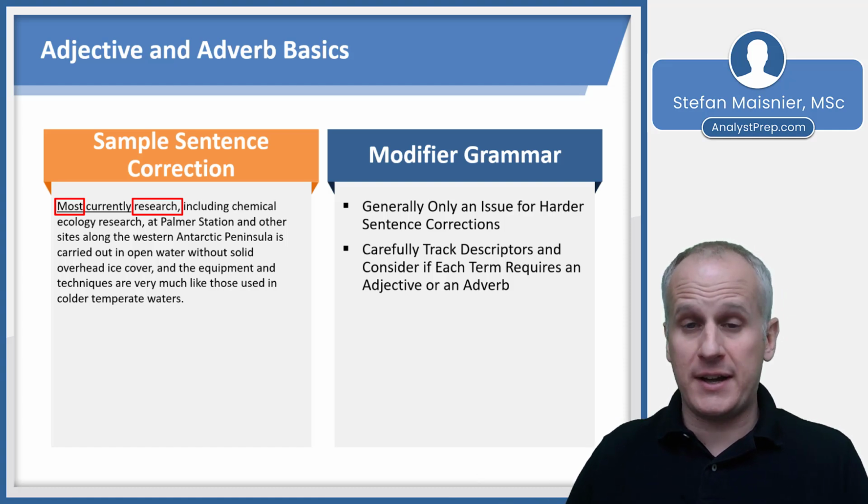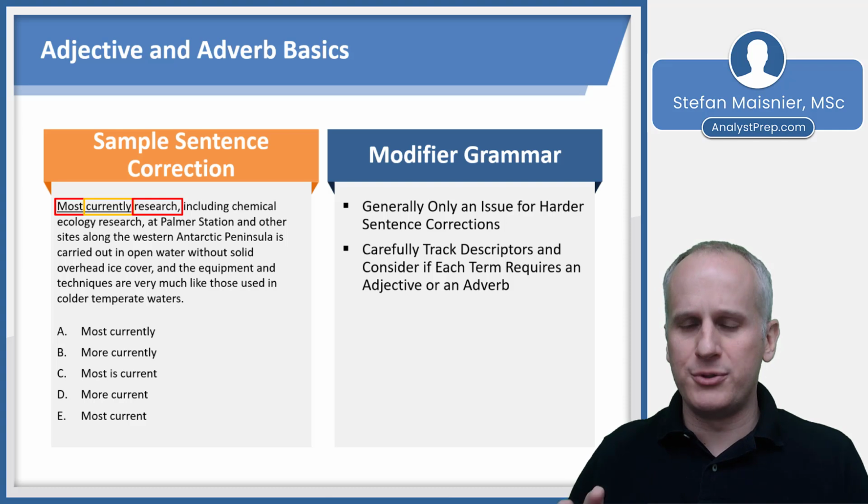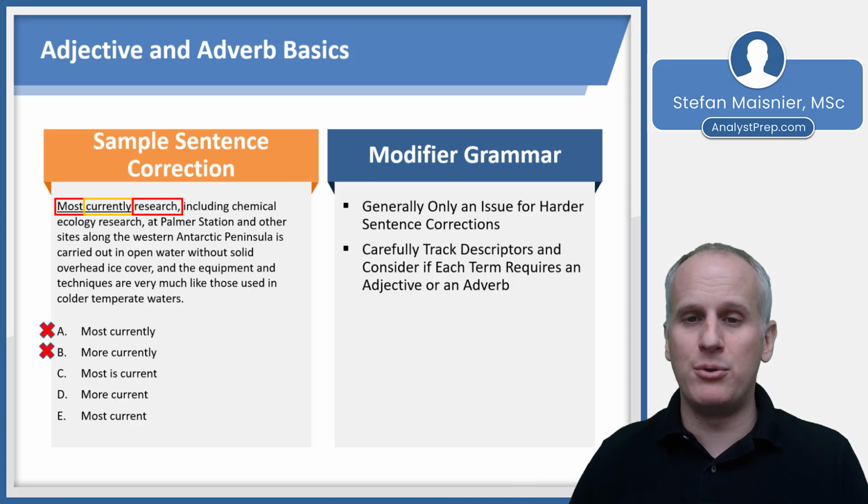So "most" is fine. Most is an adjective, describes research. But "currently", we just established if it ends in -ly, it's almost certainly going to be an adverb. And in this case, "currently" definitely is an adverb and is being incorrectly used to modify the noun of research, so we can eliminate both choices that use "currently" incorrectly.